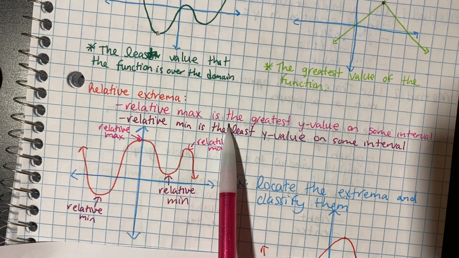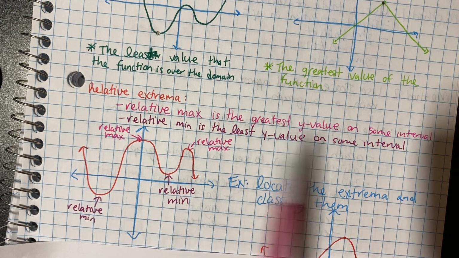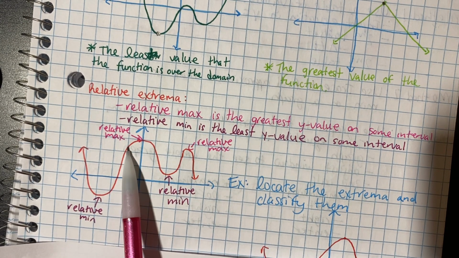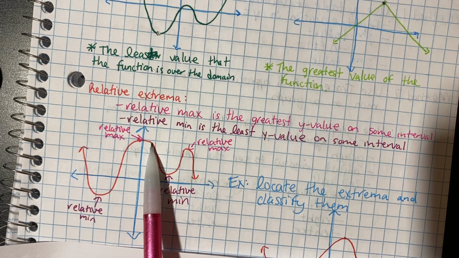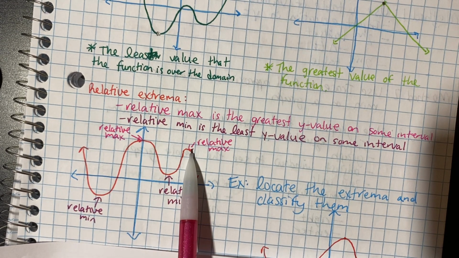A relative max is the greatest value on some interval. Okay, so this is a relative max. It might not be the highest point, but it is the highest point in that area. This is also a relative max.